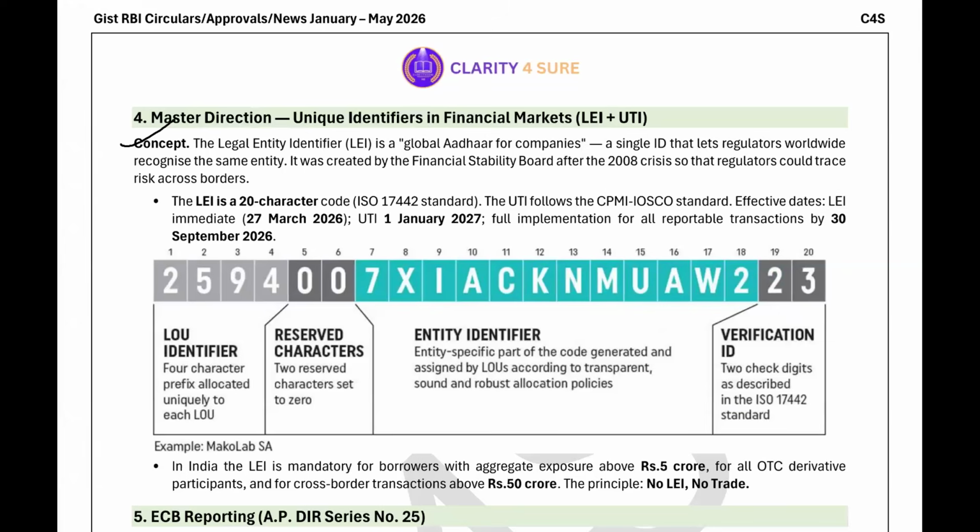The Legal Entity Identifier, that is LEI, is a global Aadhaar for companies. A single ID that lets regulators worldwide recognize the same identity. It was created by the Financial Stability Board after the 2008 crisis so that regulators could trace risk across borders. Now, the LEI is a 20-character code which is the ISO 17442 standard.